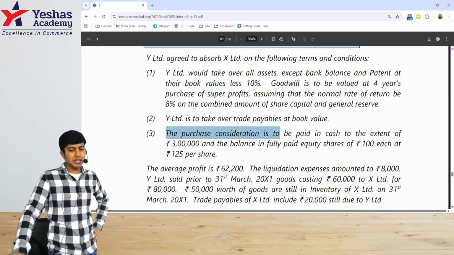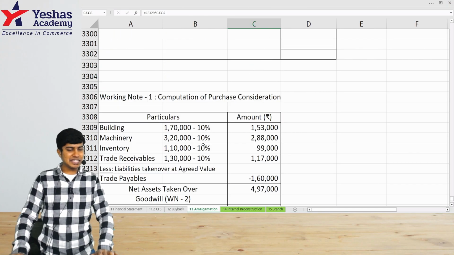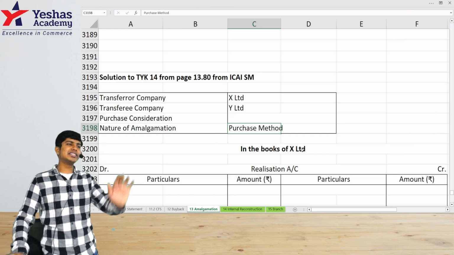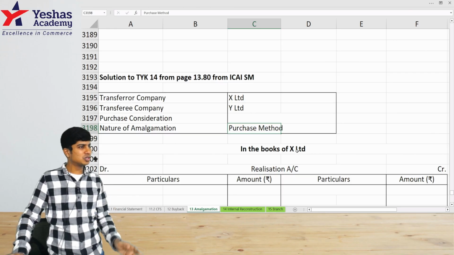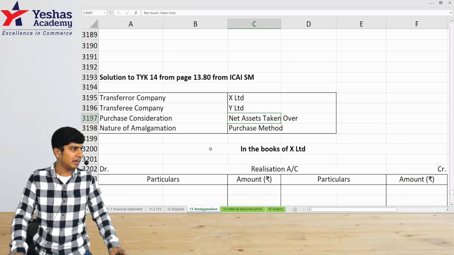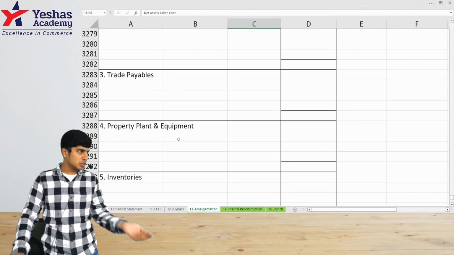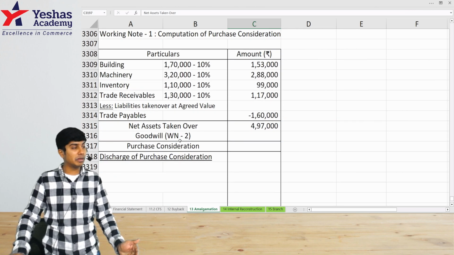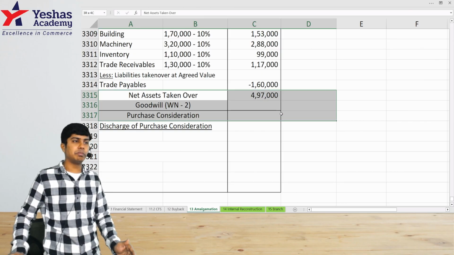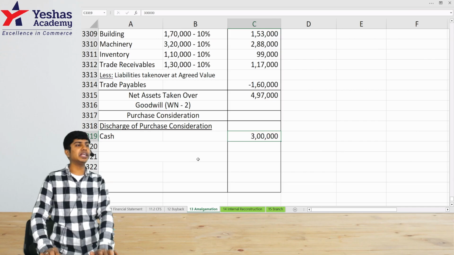Third adjustment they mentioned, PC is to be paid in cash to the extent of 3 lakh. The moment they're paying PC in cash, can I say this becomes amalgamation in the nature of purchase? Another point is assets are taken over at agreed value. And PC is payment method. See, right now I cannot close my PC computation because to NATO of 4,97,000, I have to add goodwill, only then I'll get PC. Once I find this PC, I'm going to distribute it in cash to the extent of 3 lakh.